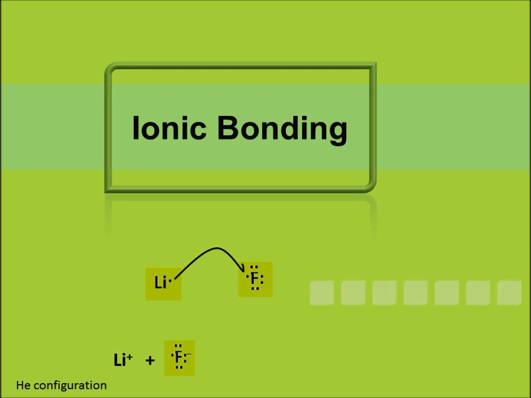Here, this lithium plus has the same electronic configuration as helium. Fluorine has the electronic configuration of neon. And hence, the ionic bond formed between lithium plus and fluorine minus is a strong bond that holds the molecule together.